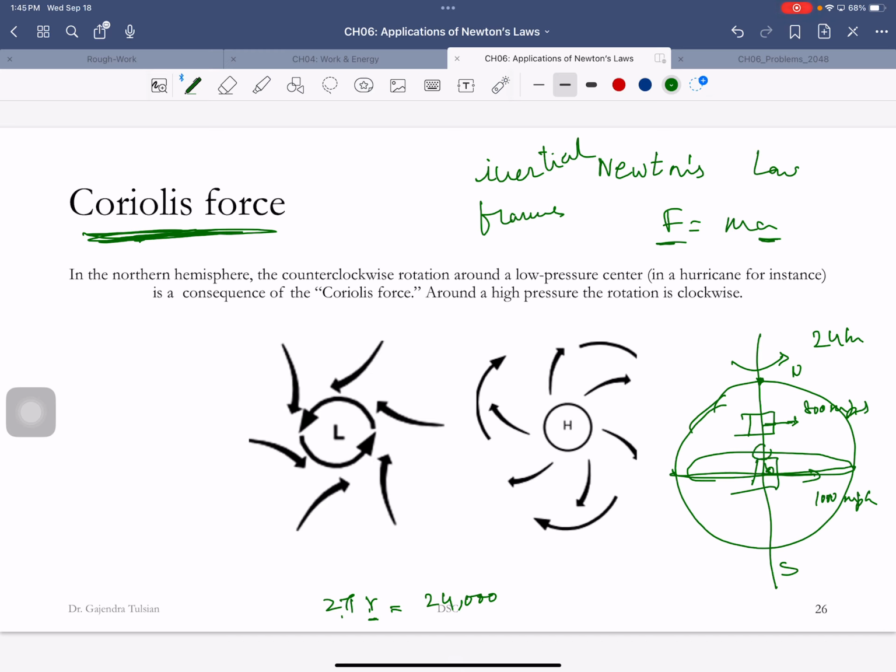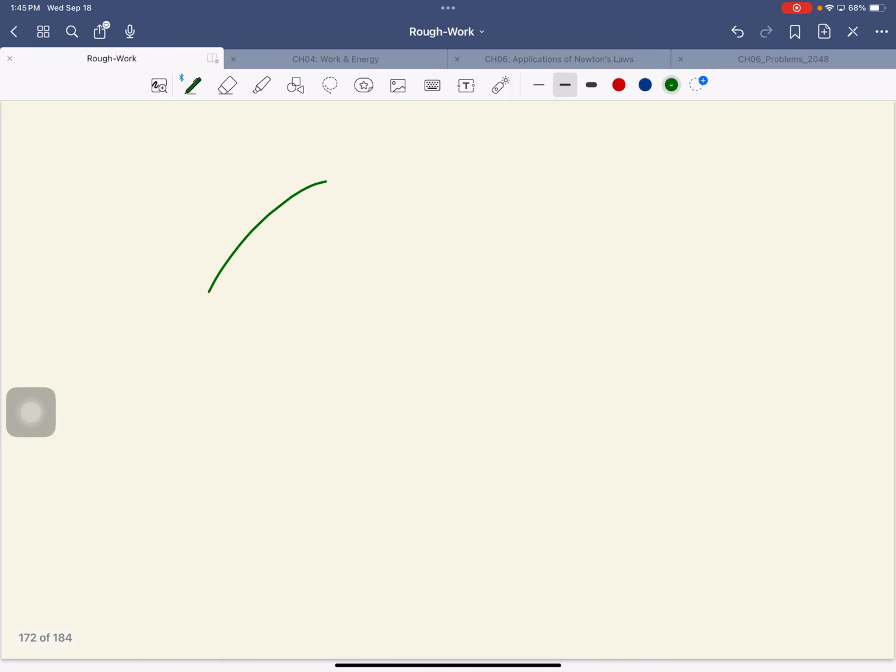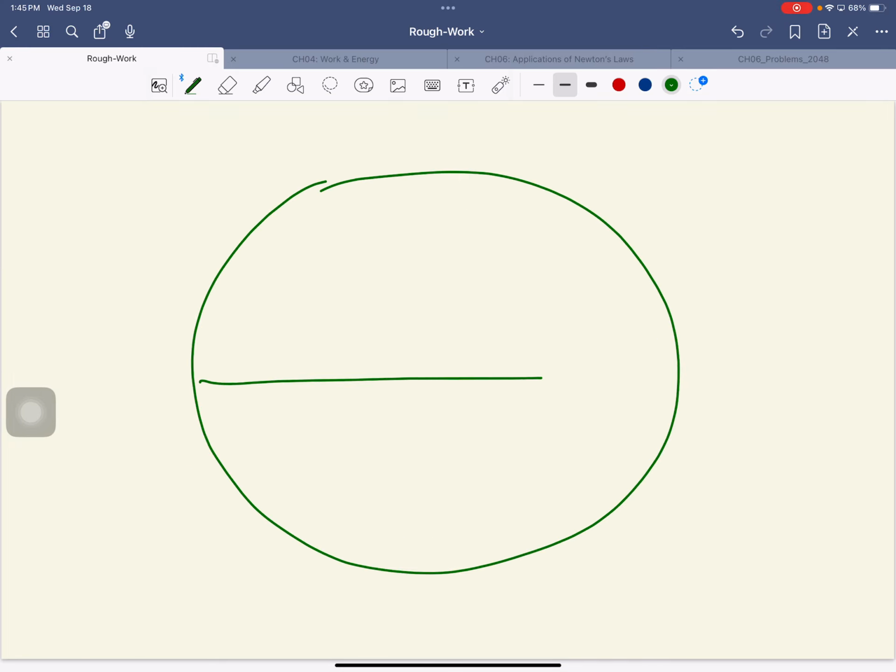So now let's create a low pressure here. Again, I'm going to blow up this diagram. This air was going at 1,000 miles per hour. This air was going at 800 miles per hour. And now we'll create a low pressure. So this air will start moving in that direction. This air will start moving in this direction.